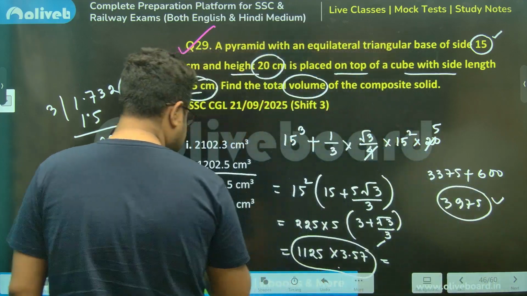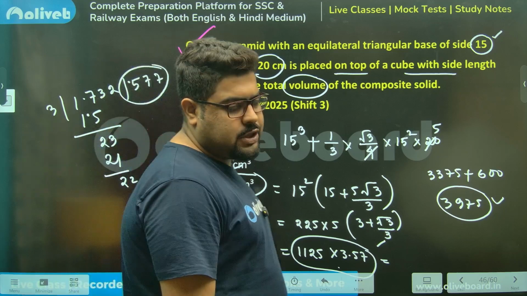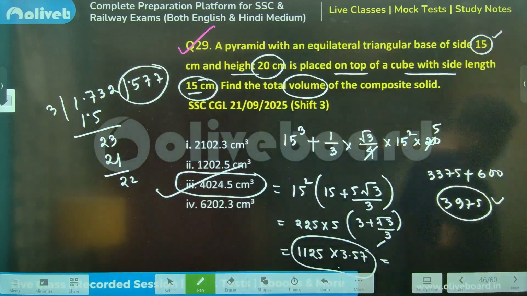So there is one answer. Option 3 must be the answer. Yes, this is clear, everyone. Again, you see, the calculation might be a little tricky, but we could have done it. It didn't take too much time either, right? 4,000 something, that was the correct answer.